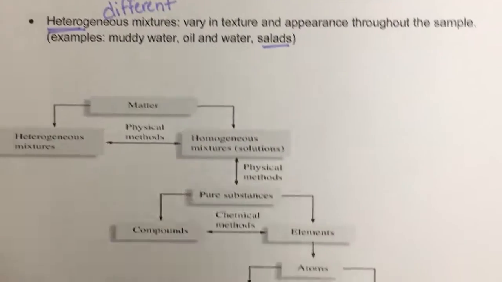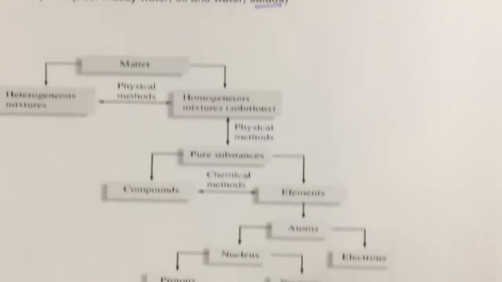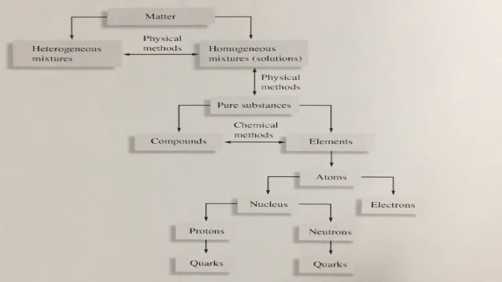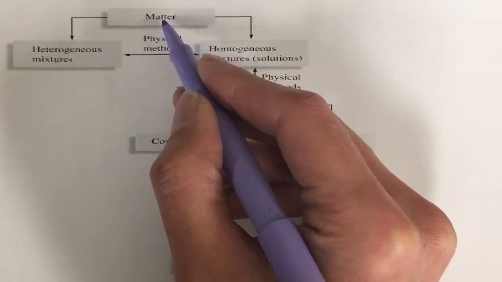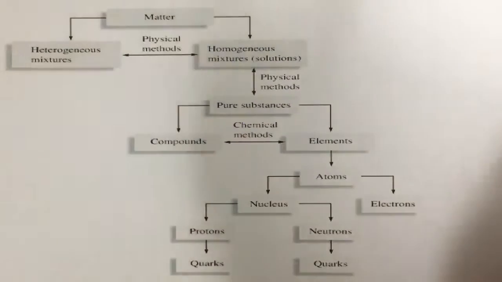So they've got this nice little table at the bottom, and the table breaks down all of our different parts of matter. So again, remember, we've got matter, which is heterogeneous or homogeneous mixtures.